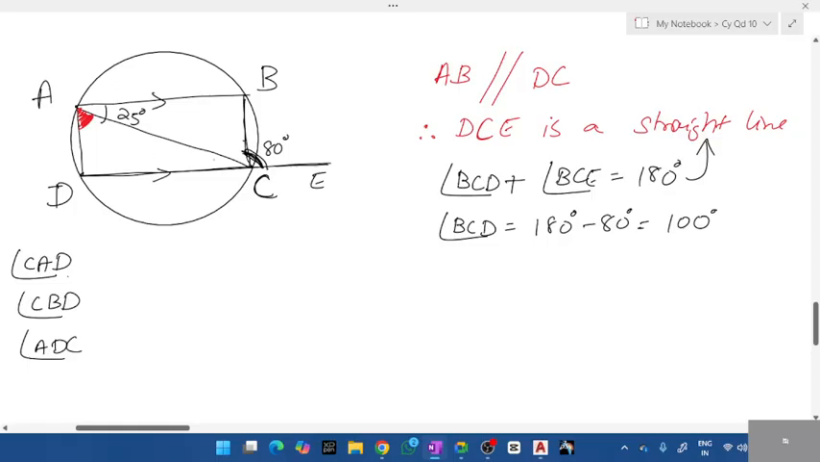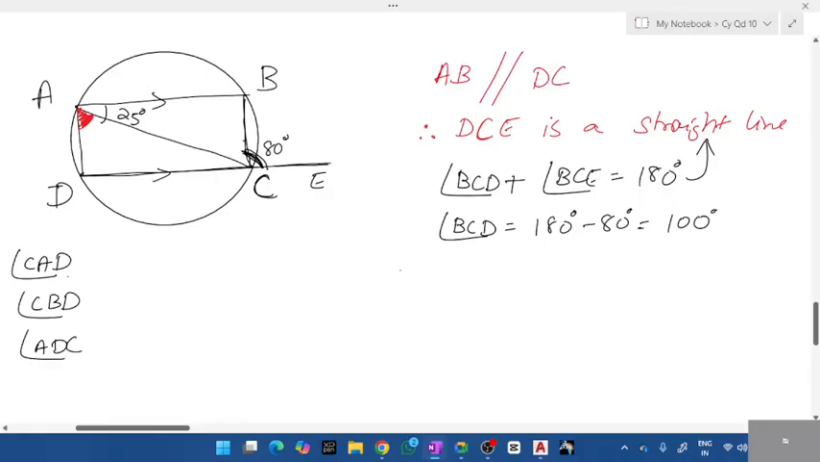AB and DC, students, they are parallel lines. If they are parallel, DC will be a straight line. If exterior angle is 80 degrees, what about entire C, Yusra? Entire C is 100 degrees. Yeah, 100 degrees. Once we got 100 degrees, isn't it a cyclic quadrilateral? It's a cyclic quadrilateral. You can apply that concept, you'll get DAC.